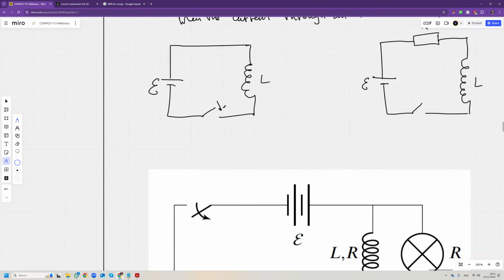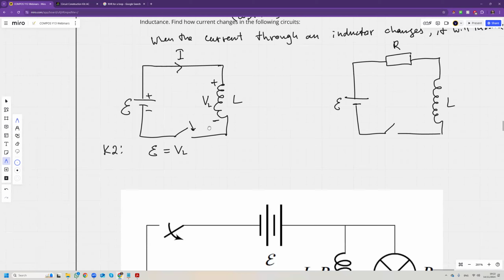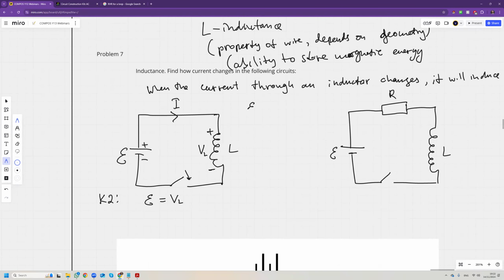So once we close the switch here, write down Kirchhoff's second law. Kirchhoff's second law, well, it's very simple. The EMF would be equal to the voltage on the inductor. So this is the voltage here. So the EMF is plus minus. Now the inductor will try to oppose the increasing current. So the current is increasing, so the inductor will try to produce a current in the opposite direction. So it will induce an EMF in the opposite direction. And the EMF induced in an inductor is minus L, which is the inductance, measured in Henry, di/dt.